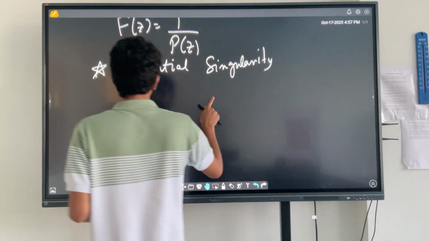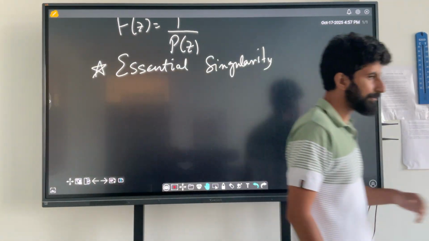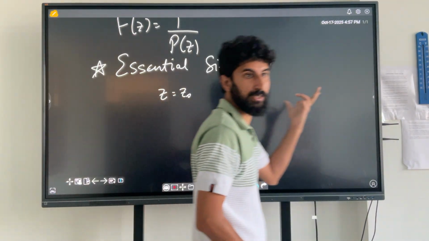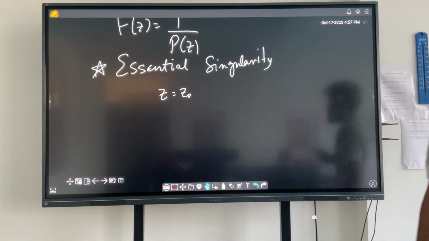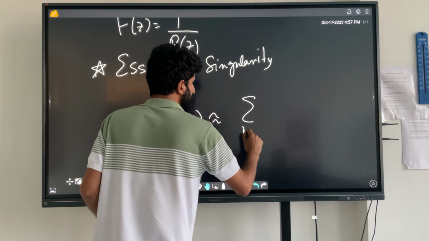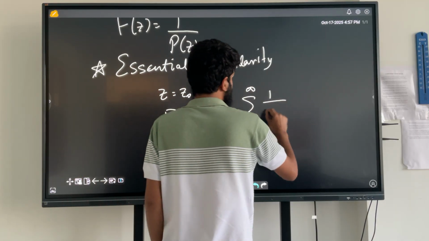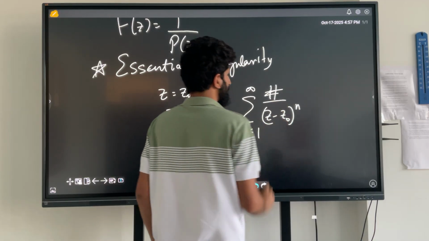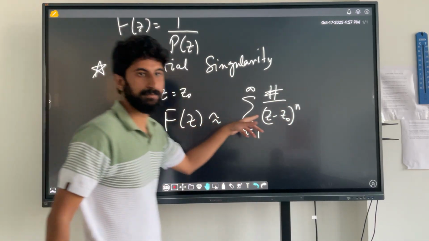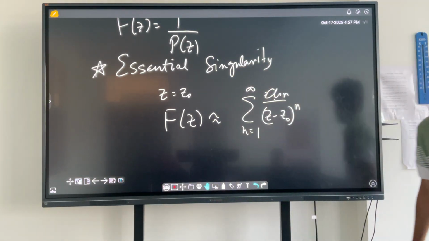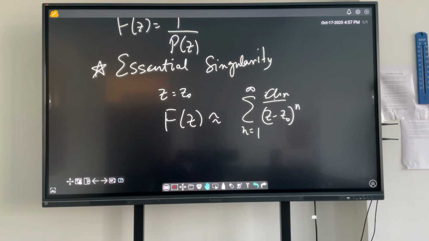So let's say this is the kind in which the function, at z equals z naught, has an isolated singularity which is an essential singularity. It means the function around that point can be approximated by a sum from 1 to infinity of some number times 1 divided by z minus z naught raised to n. So it's something like this.